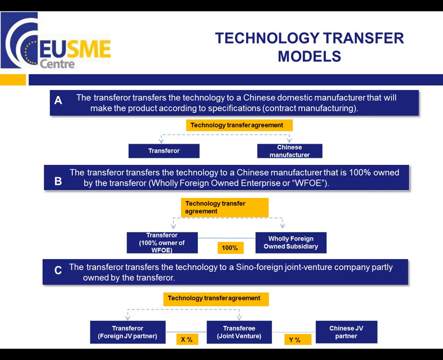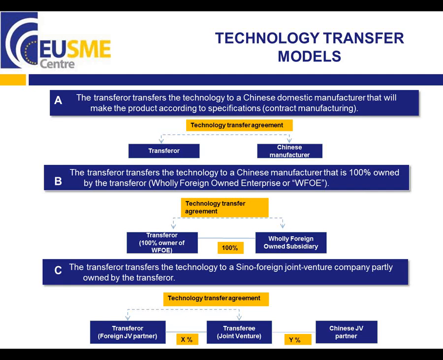The second model is that the transferor will set up, and that's the other part of the equation, a wholly foreign-owned subsidiary who will make the products under their supervision according to a technology transfer between the transferor and their subsidiary, and eventually sell it in China or back internationally.